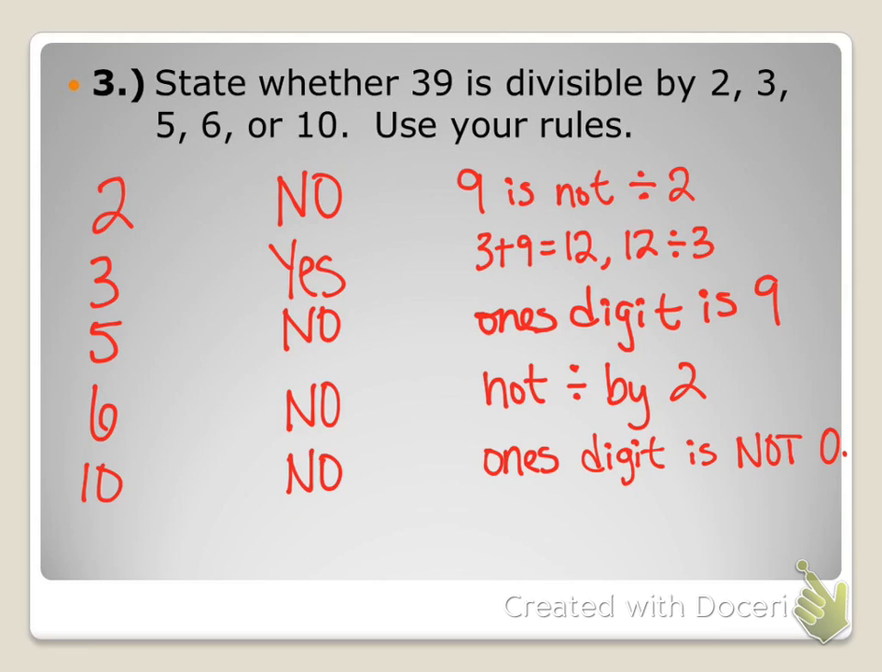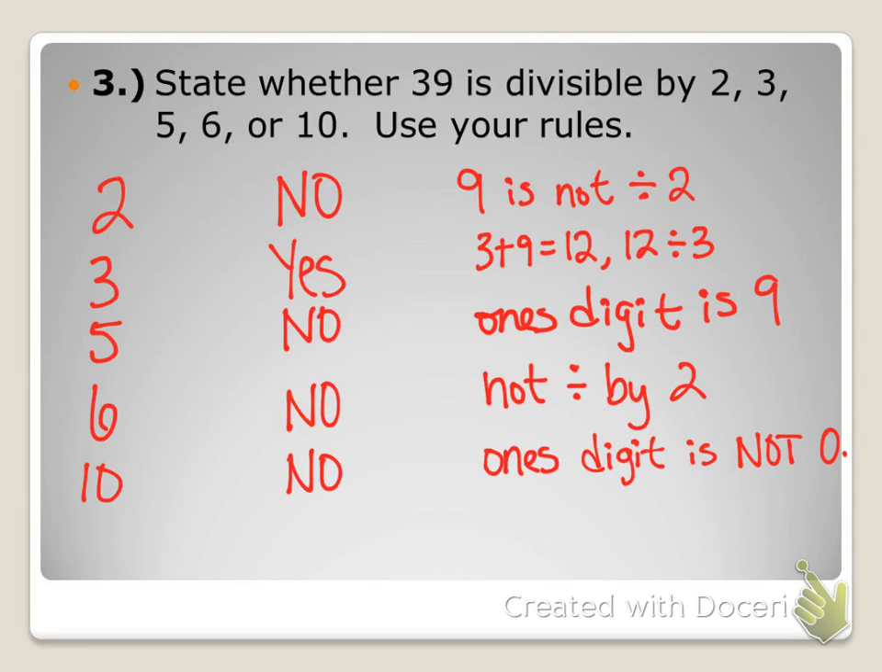If the answer is yes. Yep, we still put an explanation when we divided by 3. So we said 3 plus 9 was equal to 12, and 12 is divisible by 3. So we used our rule, gave an explanation. For example, if you have a number that is divisible by 5, and you say yes, you could put that your ones digit is a 5, or ones digit is a 0. We can always explain how we got our answer.